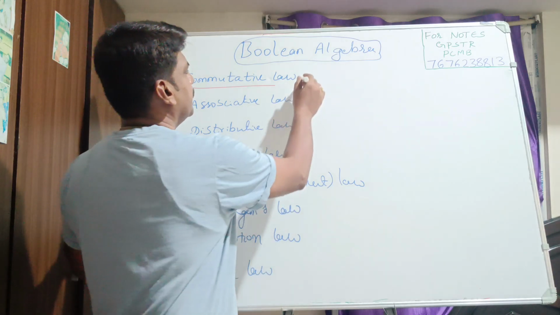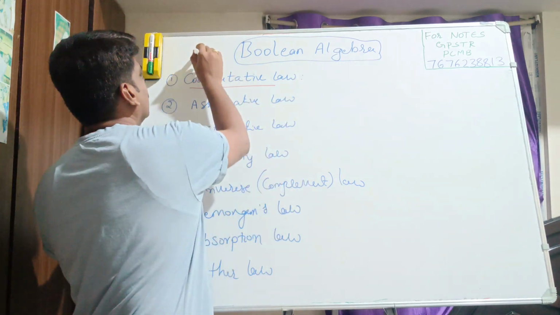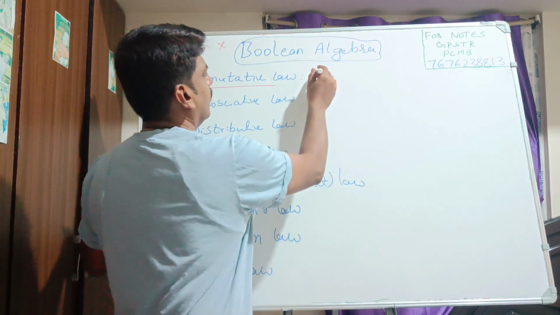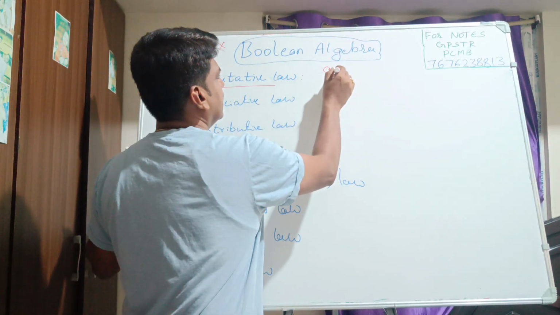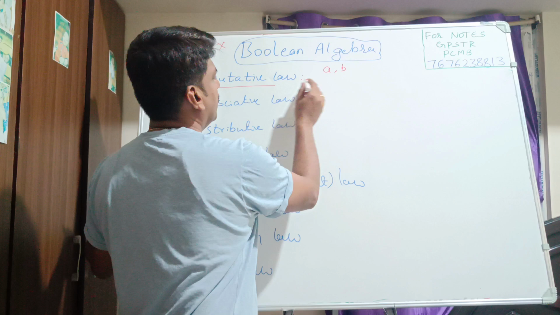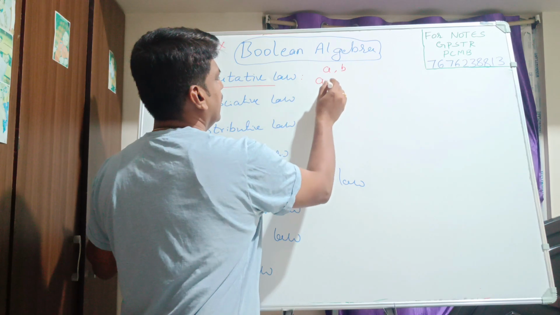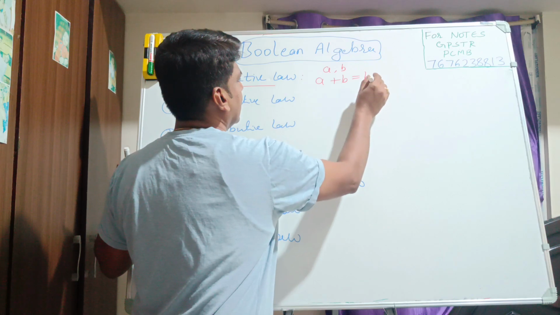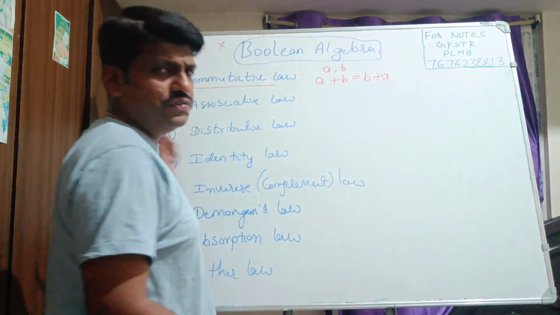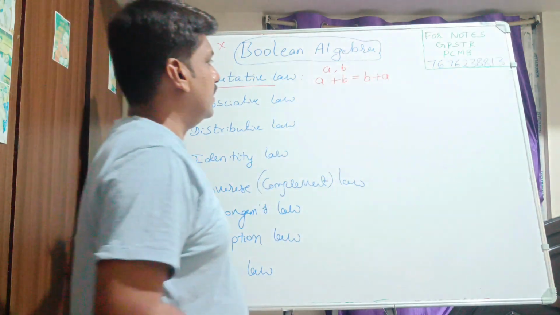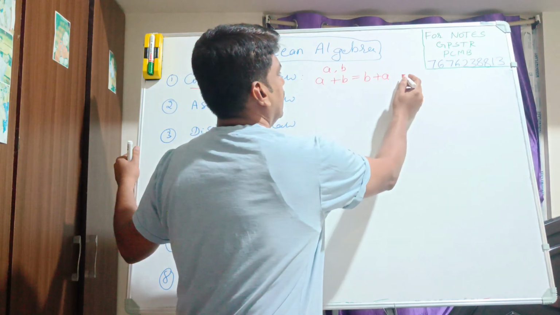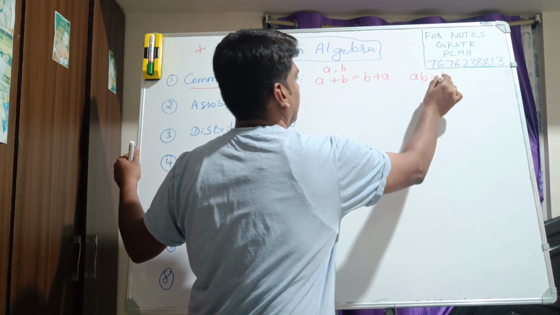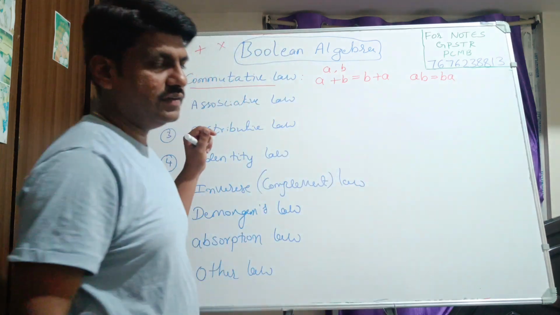What is commutative law? We always do it for two things, addition and multiplication. For any operation, if I consider A and B, the commutative law is A plus B is equal to B plus A. It is a commutative law which we have studied from our childhood days, right? On the multiplication, it is AB equals BA. So that is the commutative law.